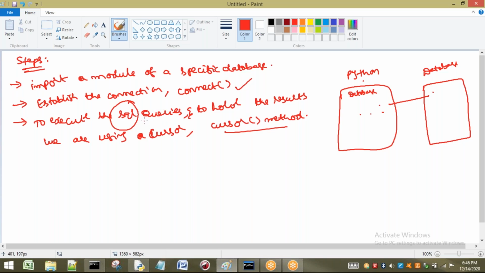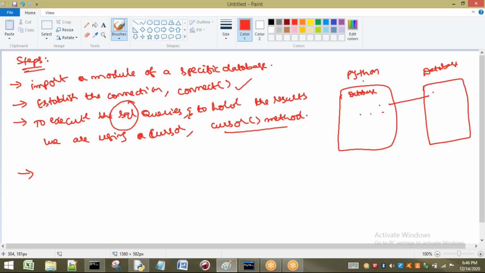So to execute that, we are going to use the concept of the cursor method. After getting the result also, this cursor is going to hold that result. So don't worry, everything is going to be shown for you. Next. So that is nothing but what? To execute SQL, we require a cursor method.